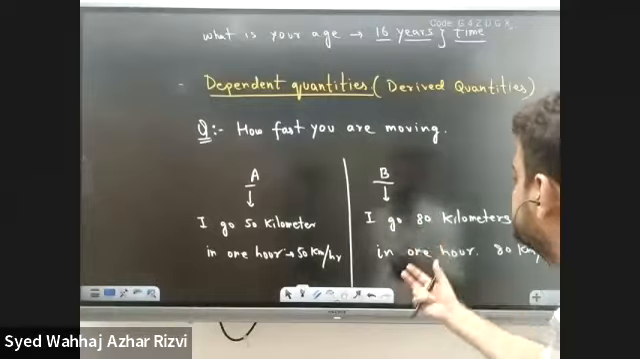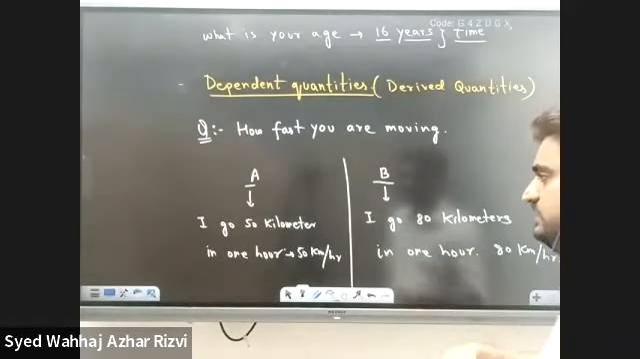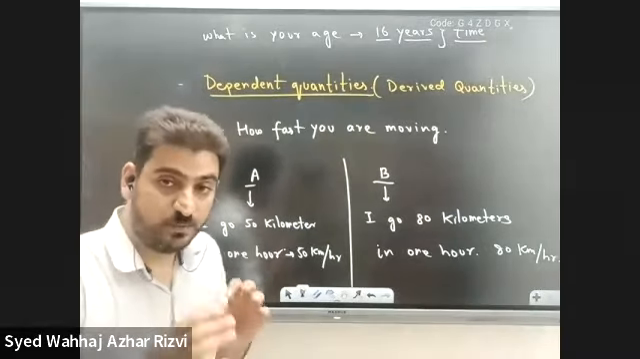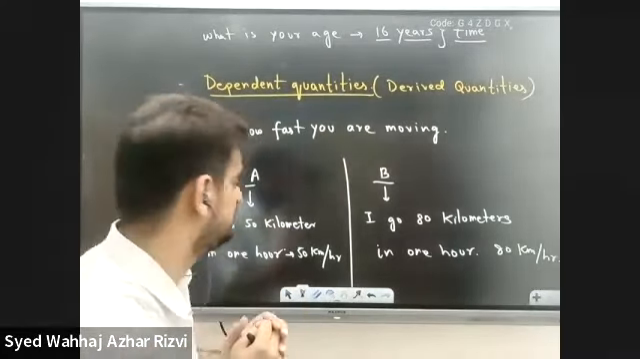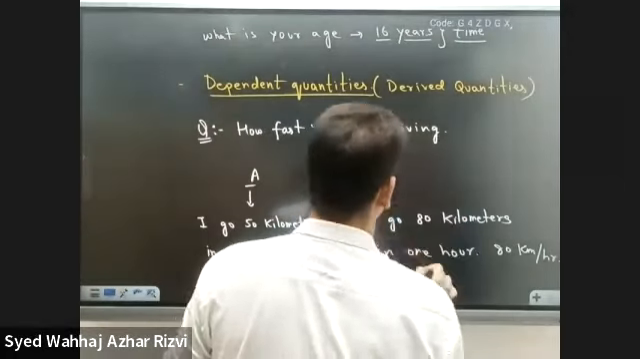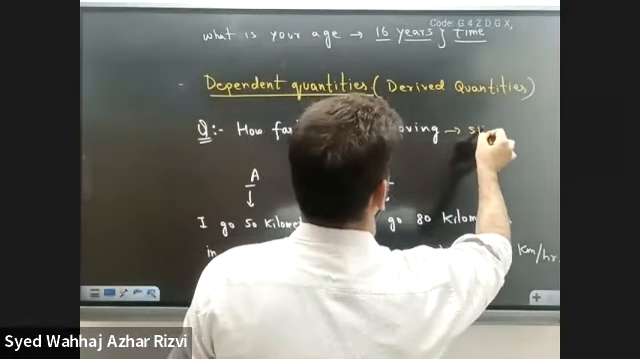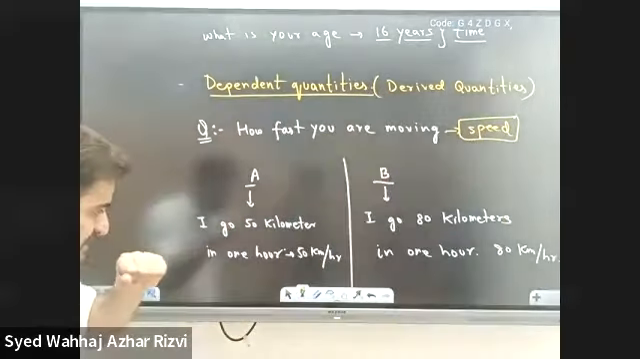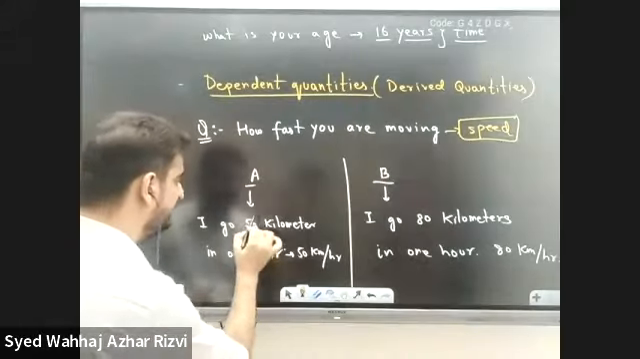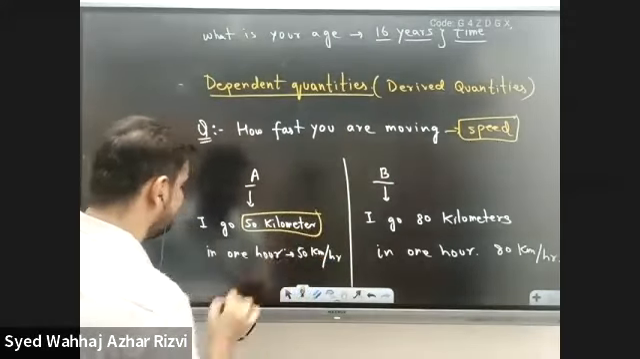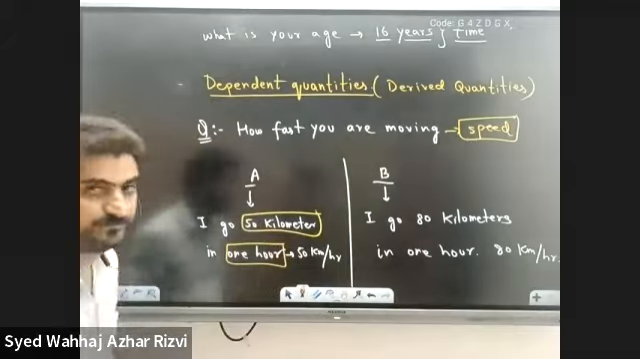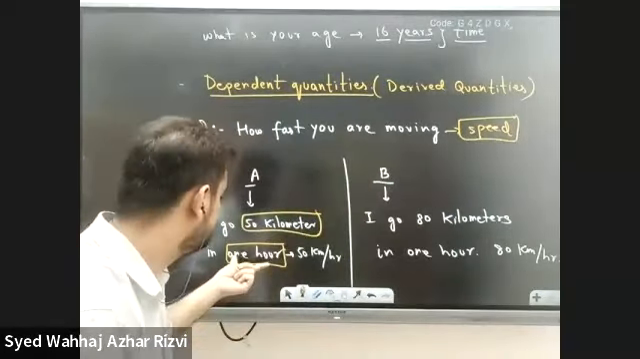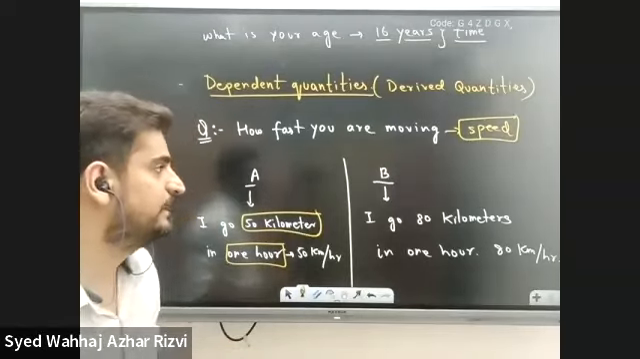Why? Because B goes 80 kilometers in 1 hour and A goes only 50 kilometers in 1 hour. But what kind of quantity are we talking about here? We are talking about speed. The speed is a physical quantity, right? But this speed is actually dependent on two things. It is dependent upon the distance as well as time. So speed depends on the distance as well as on the time.